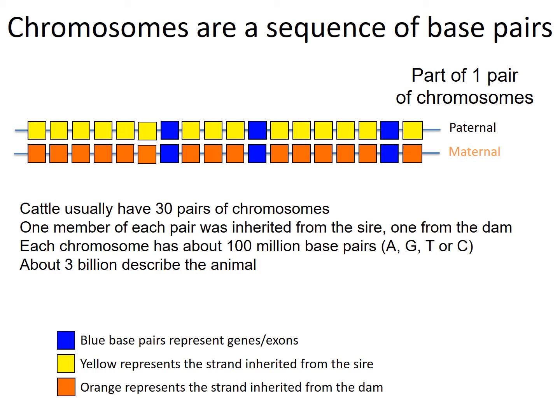Now, only about 1.5% of the base pairs in those chromosomes actually represent genes that make some sort of product, like an enzyme or a hormone, which directly influences the performance of the individual. And I've represented those by the little squares in blue. And I have coloured the 2 chromosomes in the pair, one being yellow, representing the chromosome that came from the father of this bull, and the other one in orange, representing the chromosome that came from the mother of this bull.